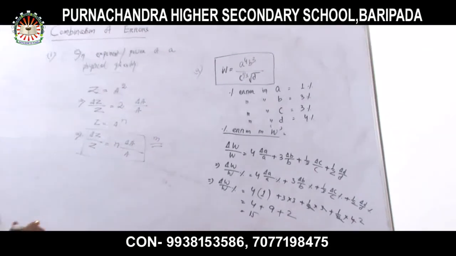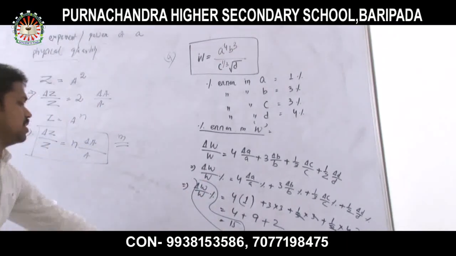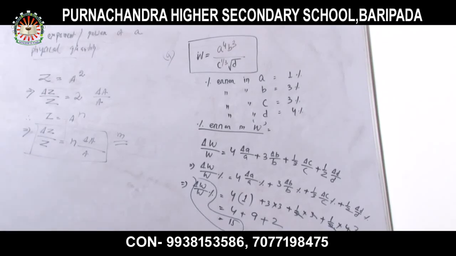Understood all of you? So this is the percentage error in W. This is how you can easily calculate. Okay. So this is the problem left.